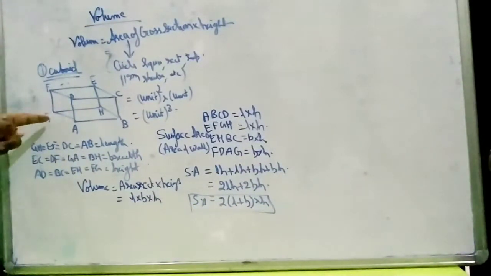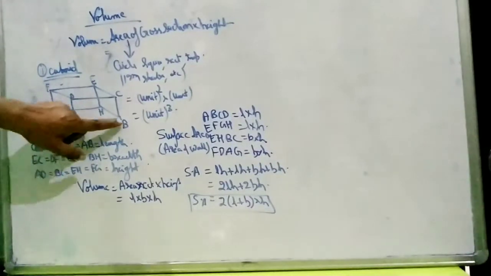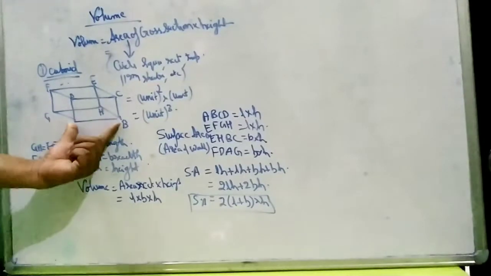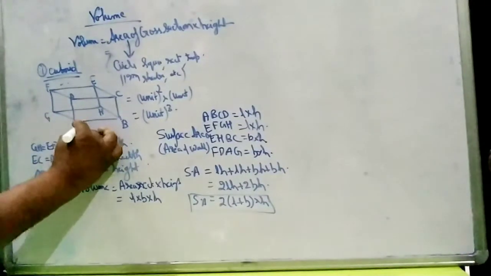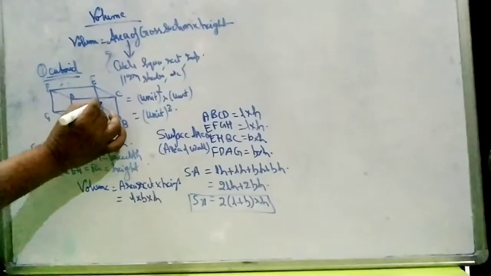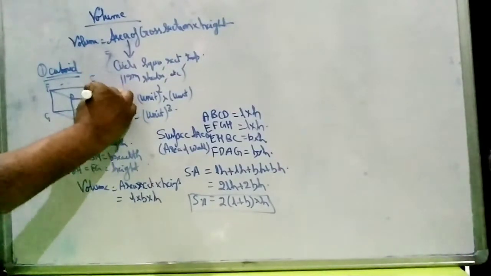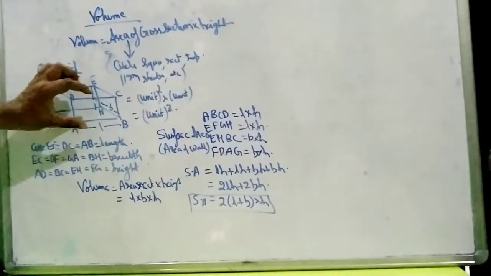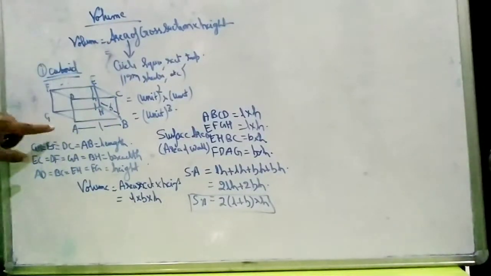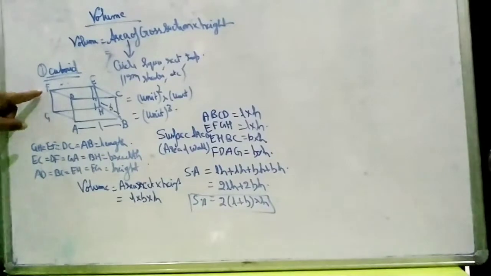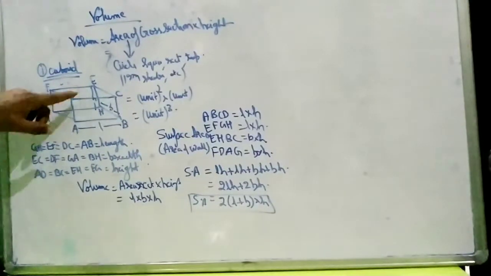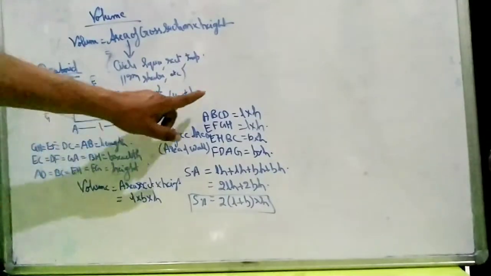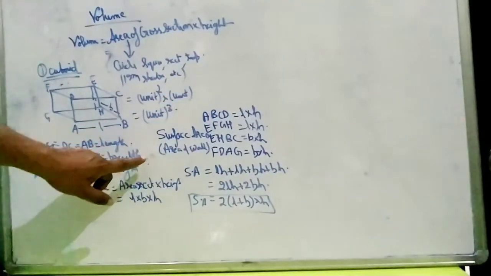It is only the area of four walls. See, AB is the length, this is the breadth, and this will be considered as height. So length into height is the first area, ABCD, then area of EFGH, area of EHBC, area of FDAG. That will give the surface area.